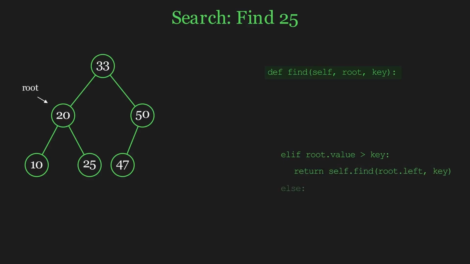Now that we call find on the left child, the node containing 20, we can see an alternate case. Here, the target value, 25, is greater than the value stored at the root, so we can call find on the right child, since our target must be in the right subtree.